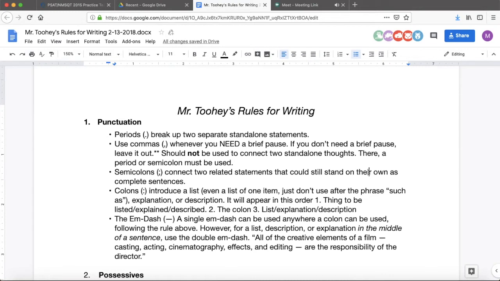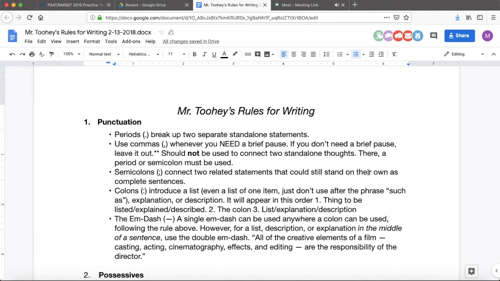All right. So read the second part of that colon rule, please, Blaze. It will appear in this order. One, thing to be listed, explained, described. Okay, I'm going to stop you real quick. Let me give you the example. In the previous examples, I was saying I went to the grocery store to pick up all the things I needed to bake chocolate chip cookies, right? So that's the thing that's going to be listed. All the things I needed to bake chocolate chip cookies, okay? Then the second part.